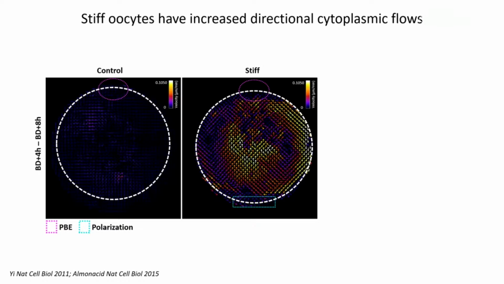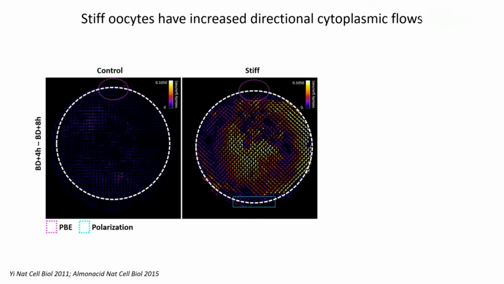In control oocytes, you don't see much. You have some flows, but they are not directional, and they are very faint. You have vectors here that represent the directionality of the flow, and their intensity is color-coded so that the whiter, the stronger the intensity. Here you have a lot of arrows that are not directional and pretty purple, meaning that they are not strong. In stiff oocytes, this would be the polarized site, and here is where the division will occur.